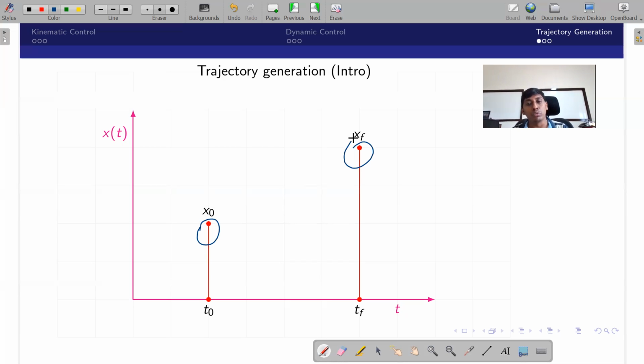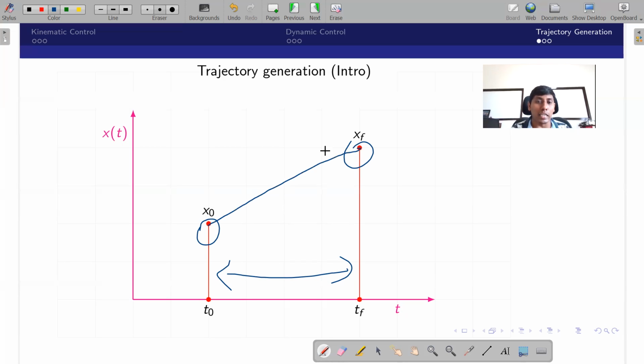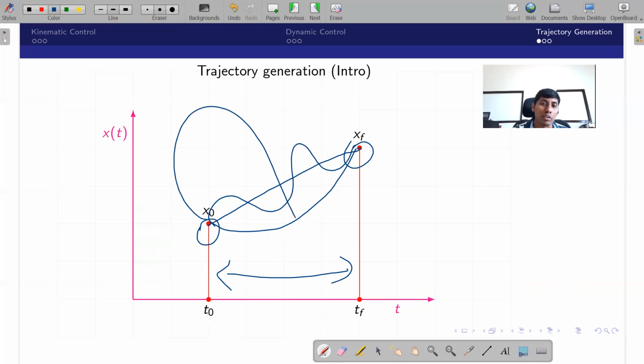So how many ways can you do it? As long as this tf is given, t minus tf is what I call delta t, the time taken to reach from x naught to xf. There are several ways, right? I can just make it a straight line. I can draw like this, I can draw like this, and I can also draw like this. There are several ways as long as I fulfill the time span, right?